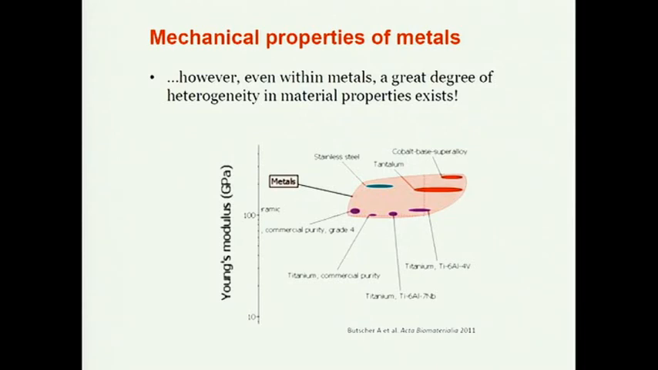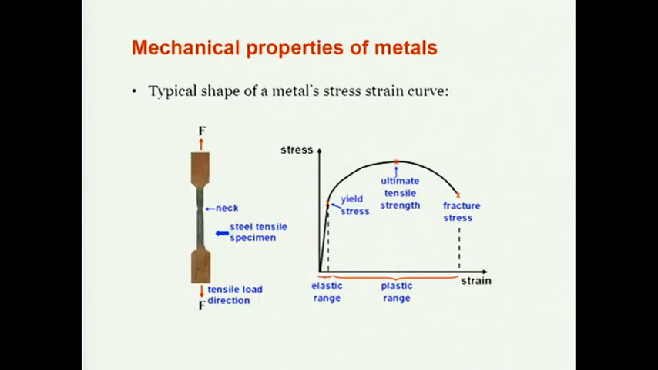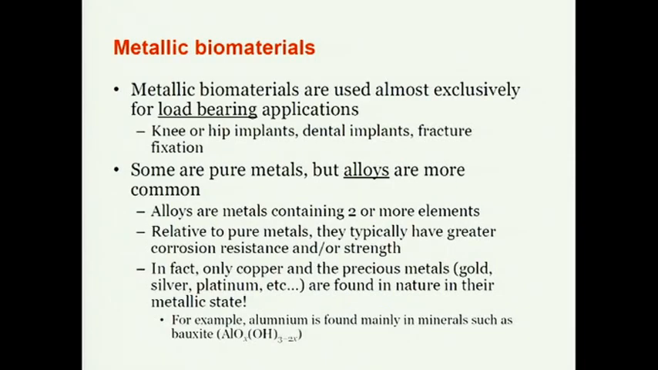Even within these metals, there is a great degree of heterogeneity in the material properties. Cobalt-based alloys, let's say, have higher Young's modulus, and titanium has less. So depending on what kind of application you're going into, you will have different properties. And the typical shape of a metal stress-strain curve, as I said, is again like this, with elastic and plastic deformation. Since we talked too much about that also in the morning, I won't go into details.